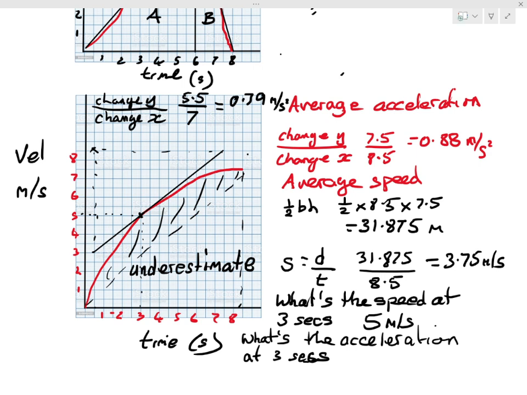And that is that one for Venn diagram. No, it's not. What is it? It's velocity time graphs.